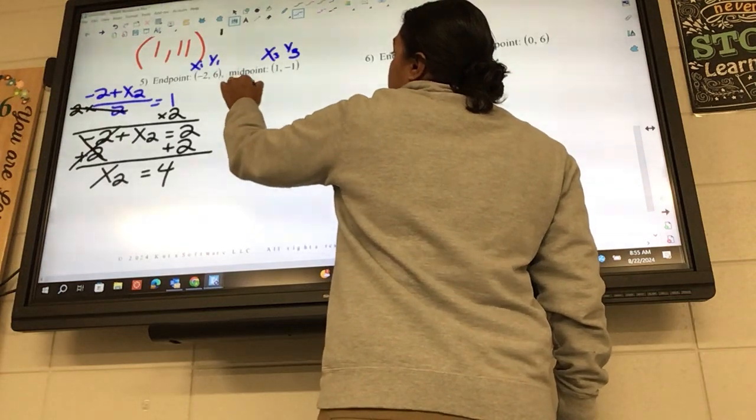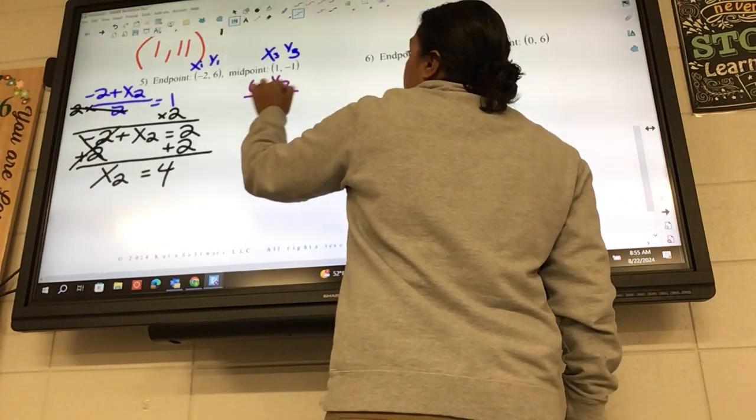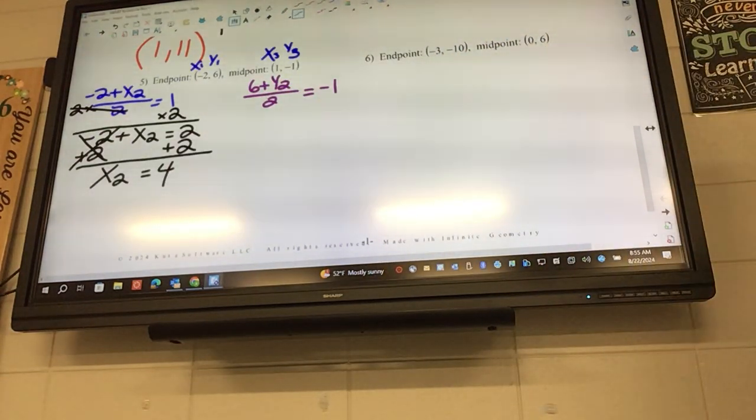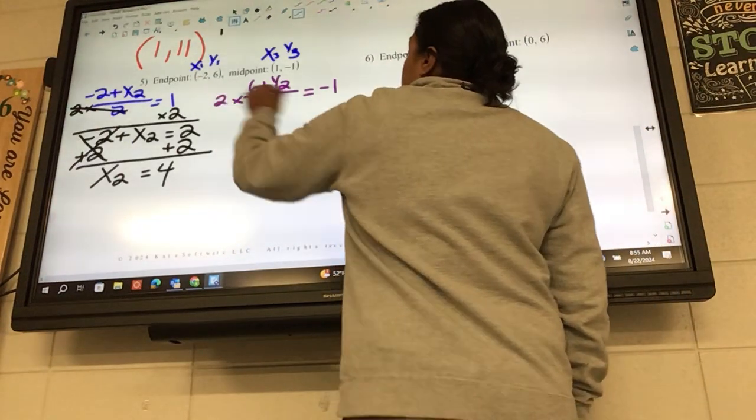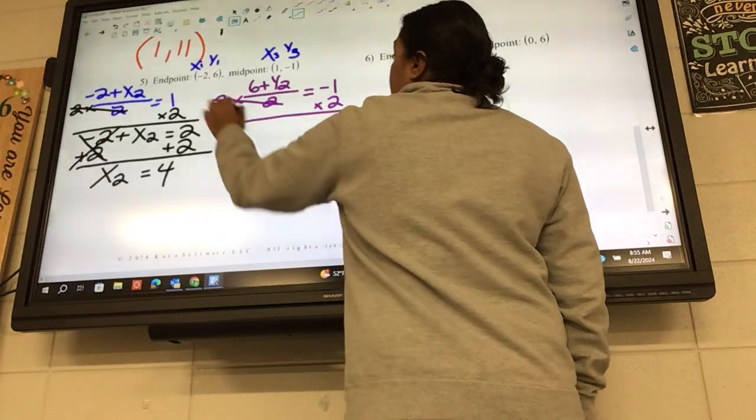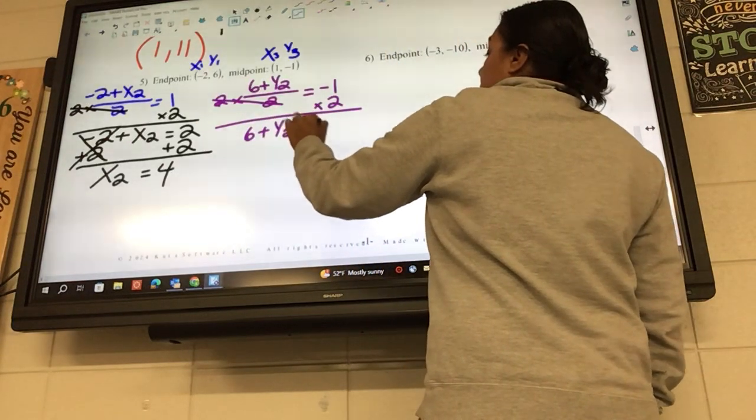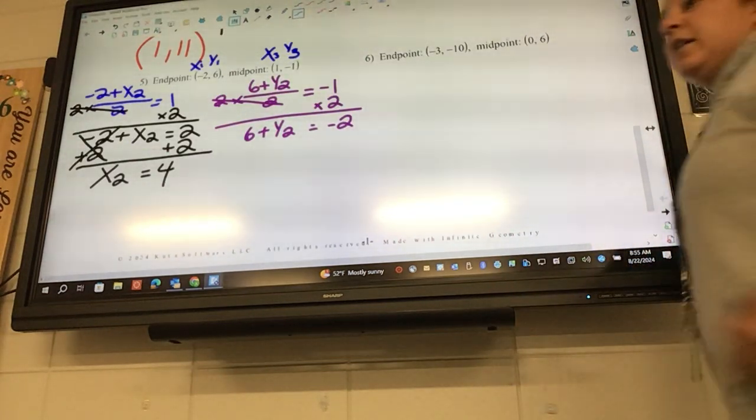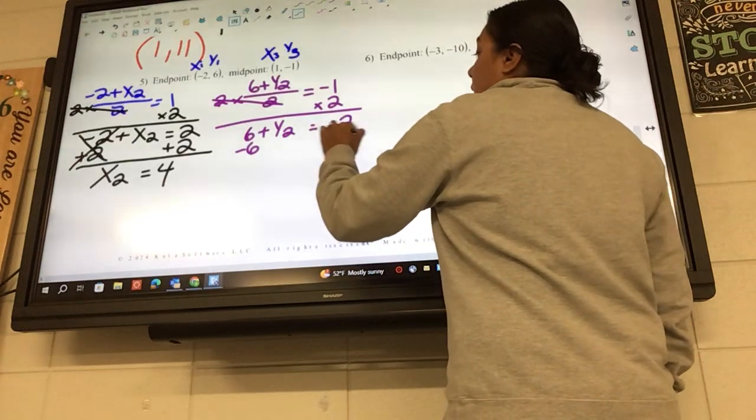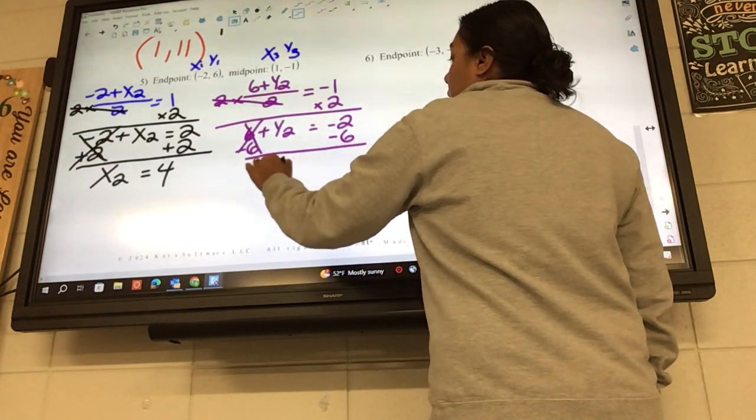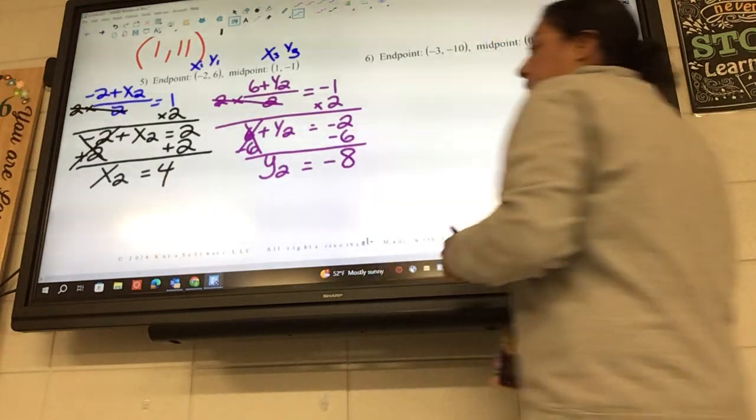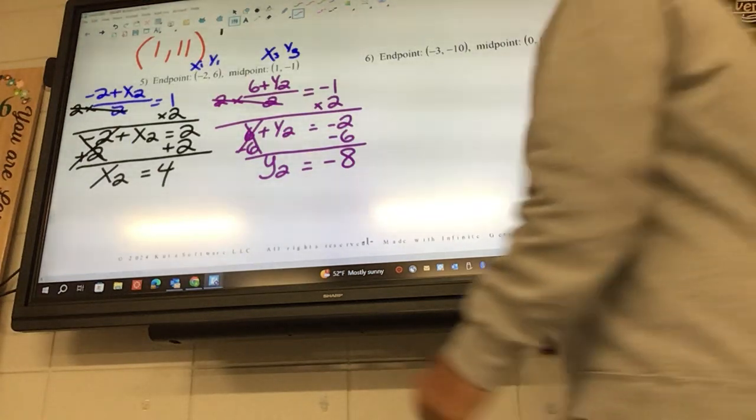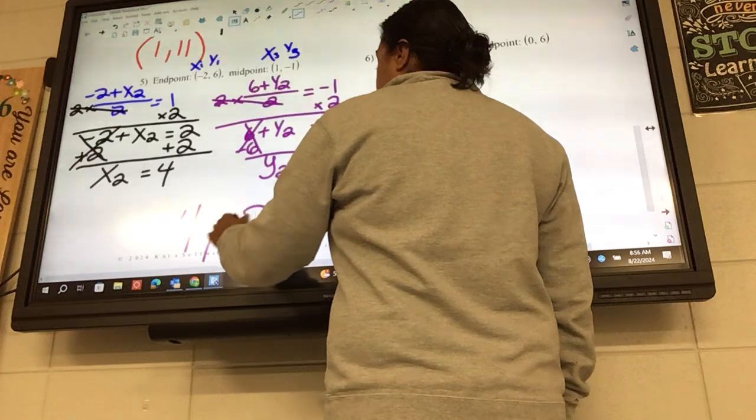Okay, the y's is going to be (6 + y2) / 2 = -1. We're going to say times 2 on both sides. So I get 6 + y2 = -2. Then we're going to subtract 6 from both sides, so we get y2 = -8. So we get 4, -8.